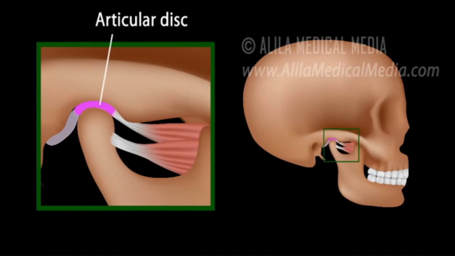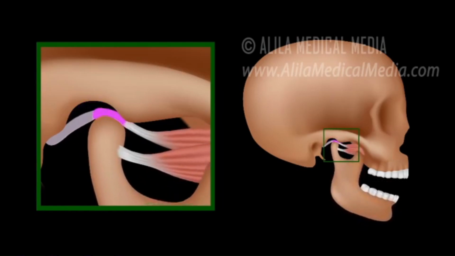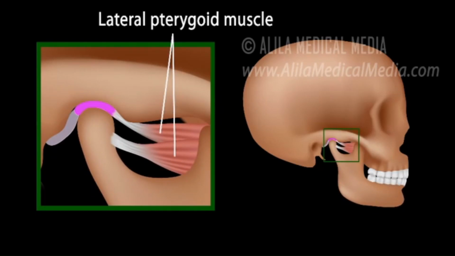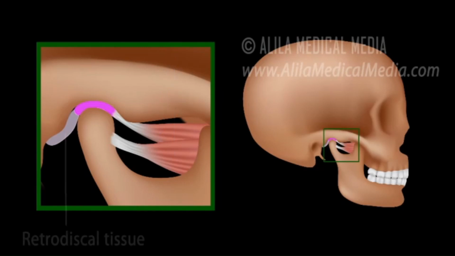The unique feature of the TMJ is the articular disc, a flexible and elastic cartilage that serves as a cushion between the two bone surfaces. The disc lacks nerve endings and blood vessels in its center, and therefore is insensitive to pain. Anteriorly, it attaches to the lateral pterygoid muscle, a muscle of chewing. Posteriorly, it continues as retrodiscal tissue, fully supplied with blood vessels and nerves.